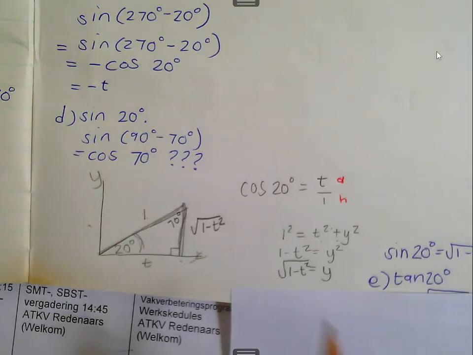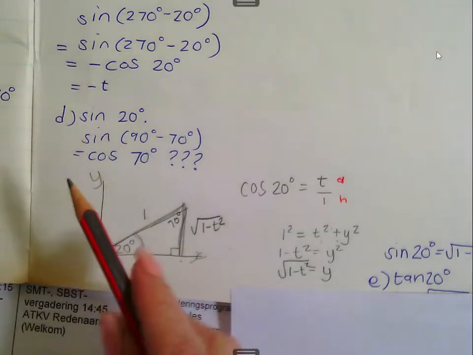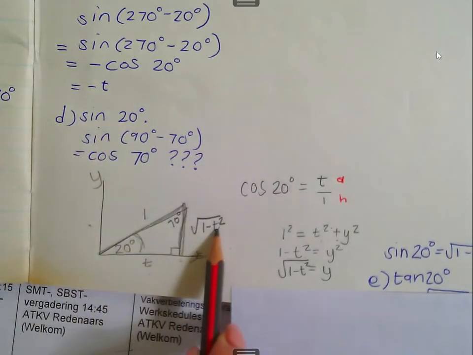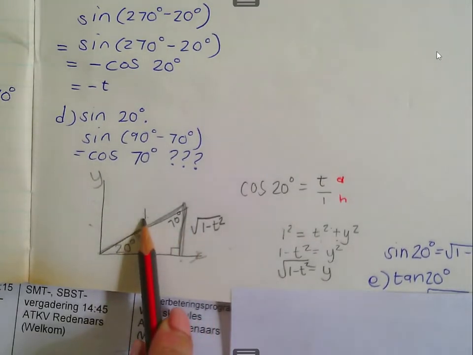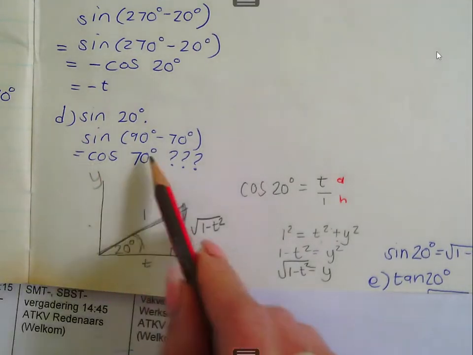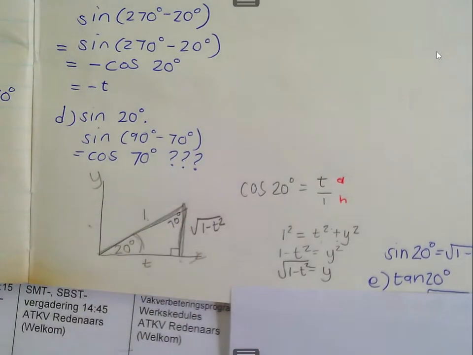Okay? So I said now if you have all the 3 sides of a triangle, they can ask you any sin, cos or tan function. So now you can pick and choose what you want to do. If you want to give them sin 20, that will be opposite over hypotenuse. So it will be root 1 minus t squared over 1, which is just root 1 minus t squared. If you choose to give them cos 70, it will be adjacent over hypotenuse, which is also root 1 minus t squared over 1, which is root 1 minus t squared.